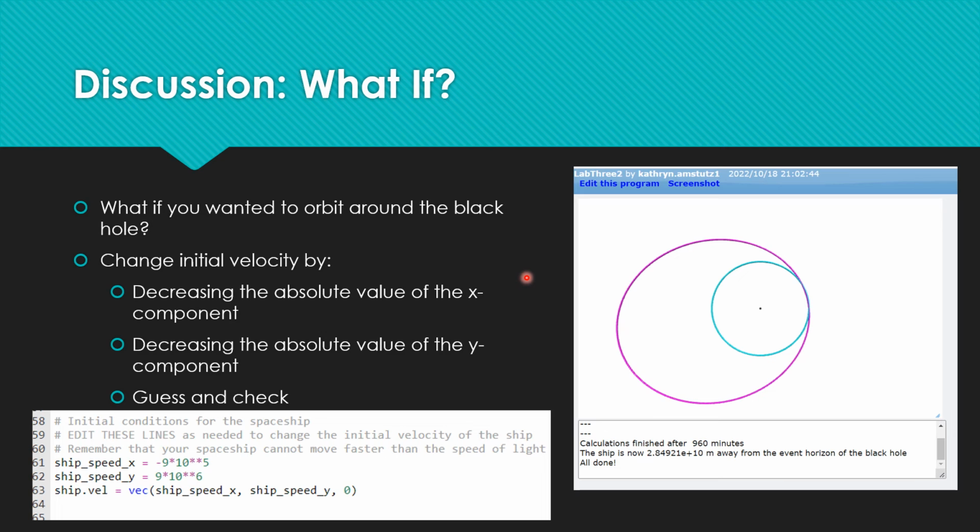So, what if we wanted to orbit around the black hole? Well, we would not have as great of an initial velocity. So I decreased the absolute value of the x and y component and then did guess and check from there. And I found that one of the numbers that would work is the x component of negative 9 times 10 to the 5th and a y component of 9 times 10 to the 6th. And this is the result of that.